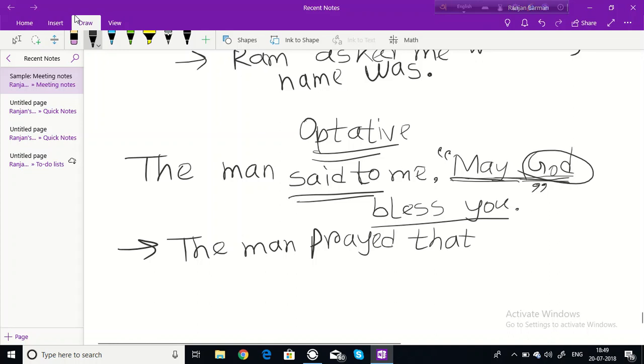So, how do I write above? No problem. You just cut it. Just cut it.